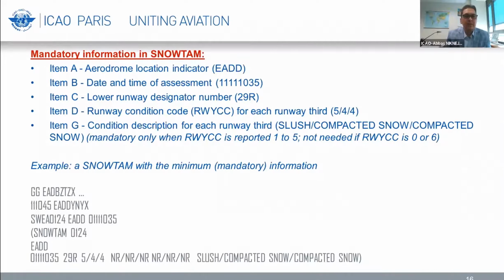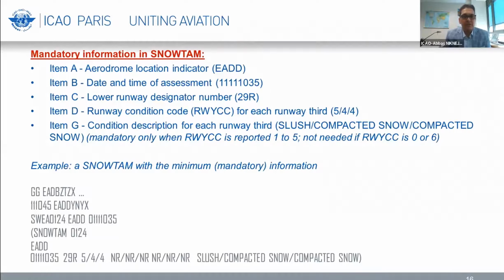And item D, which is the runway condition code, is the most important element of a Snowtam, or on the other hand, of RCR information. This RWYCC, or runway condition code, is linked to aeroplane performance elements, and it has a lot of meaning for the operators to take their decisions for operation.